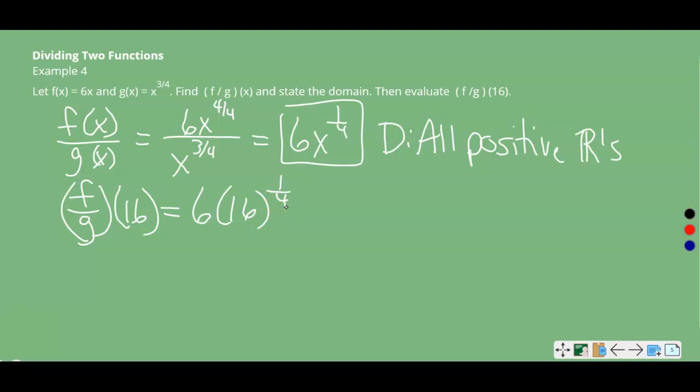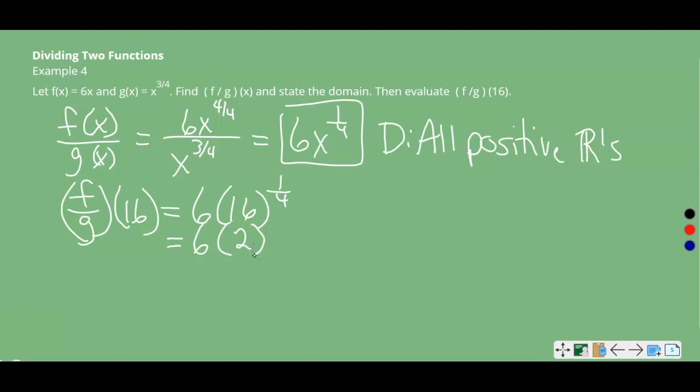All right, so this would be basically 6 times 16 to the 1/4 power. Remember, you've got to do powers first before you multiply. So I've got to evaluate 16 to the 1/4 power. So basically, what is the 4th root of 16? What times itself 4 times gives you 16? And the answer to that is 2.